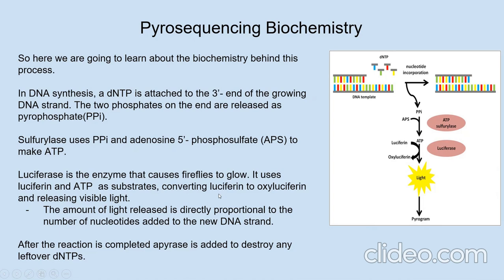Then luciferase is the enzyme that causes fireflies to glow. It uses luciferin and ATP as substrates, converting luciferin to oxyluciferin and releasing visible light. So the amount of light released is directly proportional to the number of nucleotides added to the new DNA strand. After the reaction is completed, apyrase is added to destroy any leftover dNTP.